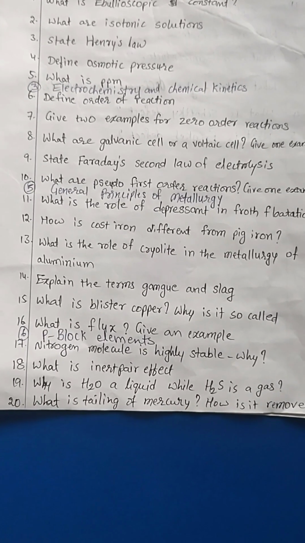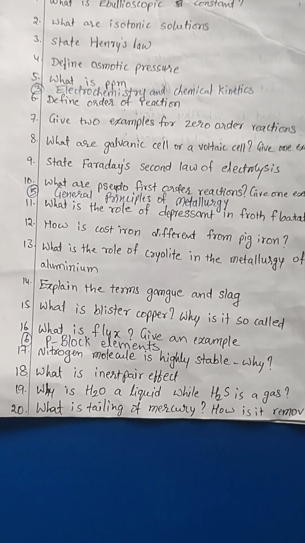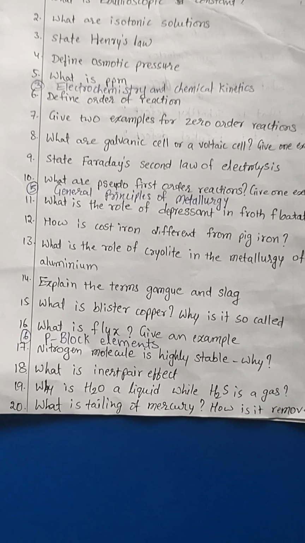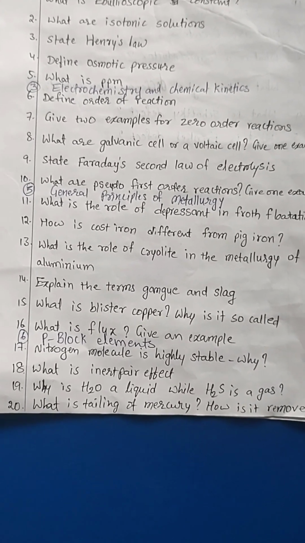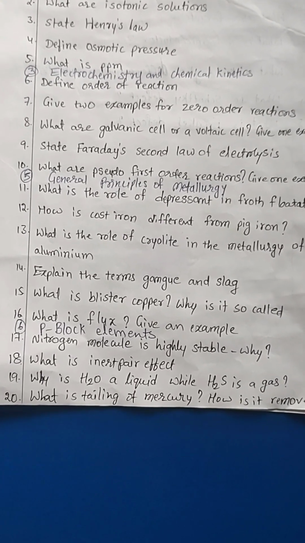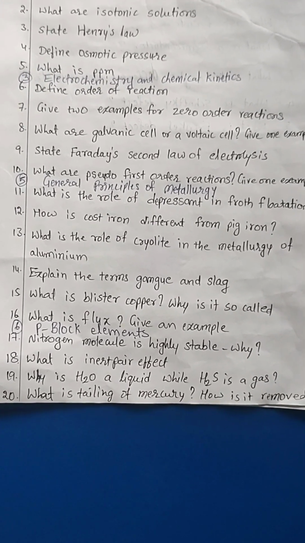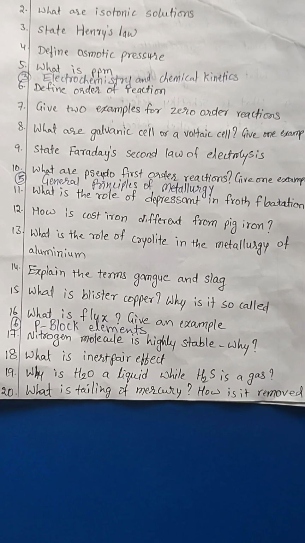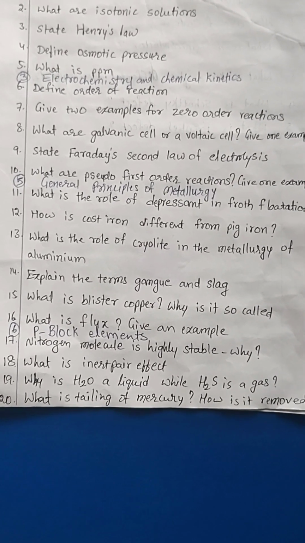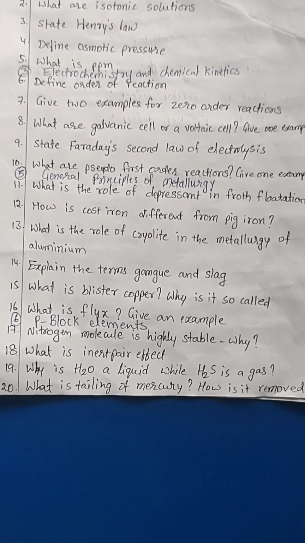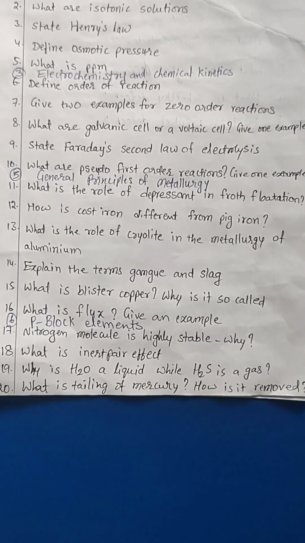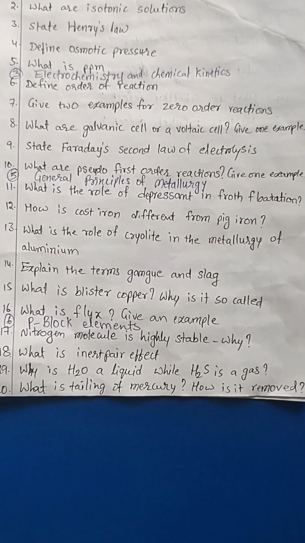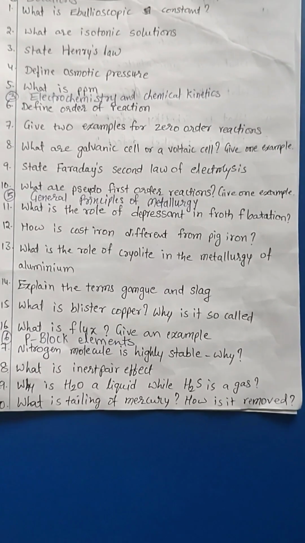From P block elements, nitrogen molecule is highly stable. Why? What is inert pair effect? Why is water a liquid while H2S, hydrogen sulfide, is a gas? Most important 2 marks question from the P block only: What is tailing of mercury? How is it removed?